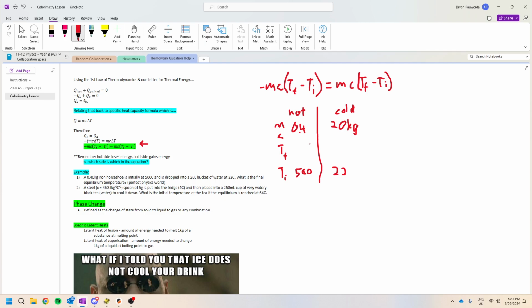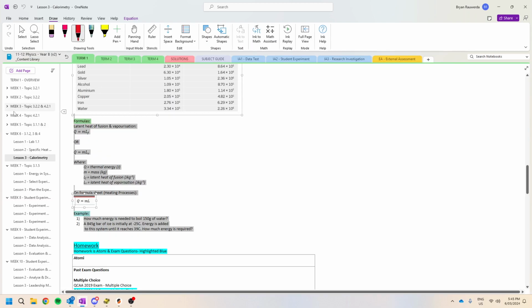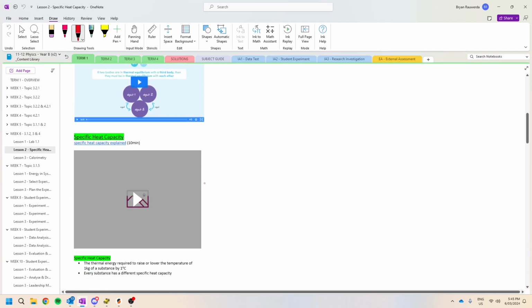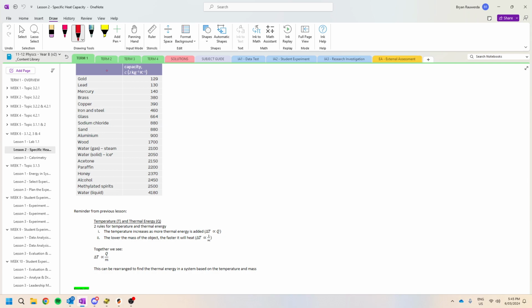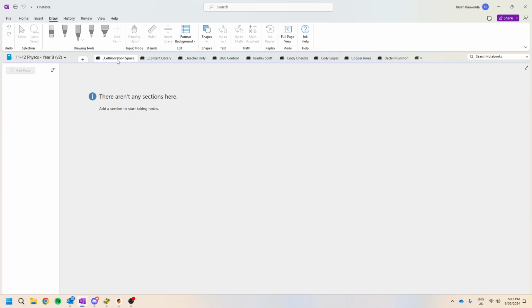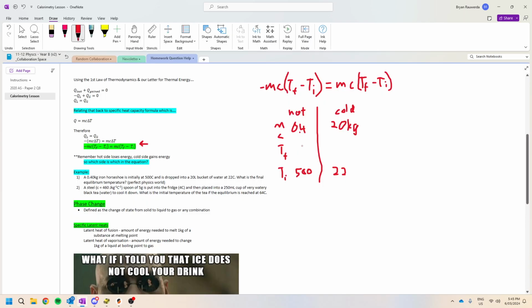So that's 22. This c value, I said we never need to memorize it. We're always just going to go back to our table. And the table, if we go back to a previous lesson, the one on specific heat, we've actually got this stuff in our table right here. So water is 4180, and iron is 460. So that's our two numbers there. So that's what we're going to go back to. So 460 for iron.